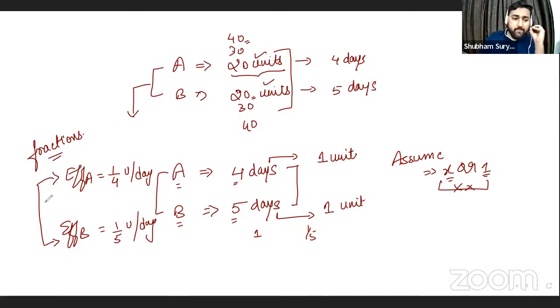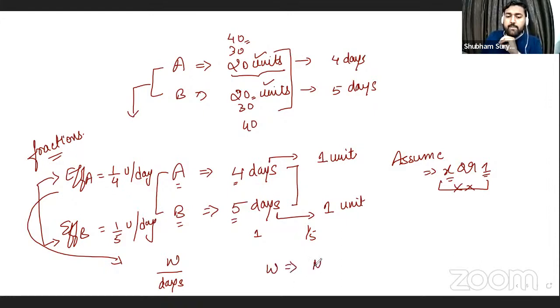See, guys, we have to figure out the efficiency. To figure out the efficiency, whatever the work you'll be assuming, you have to divide that work by the number of days. So try to assume the work to be equal to something which is a multiple of the number of days.